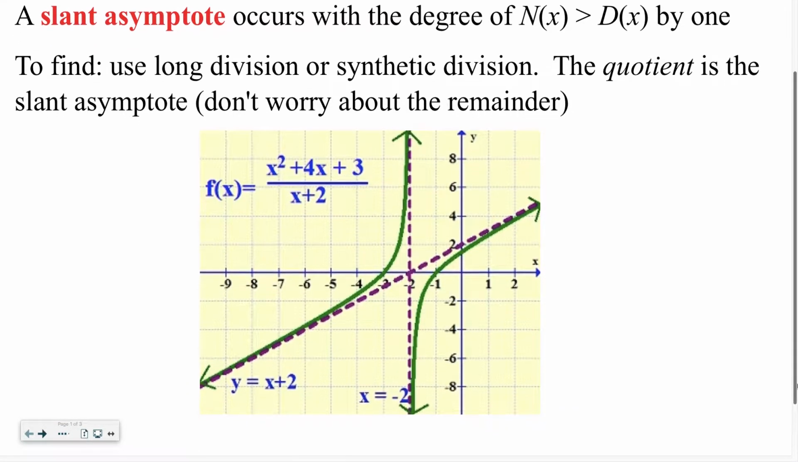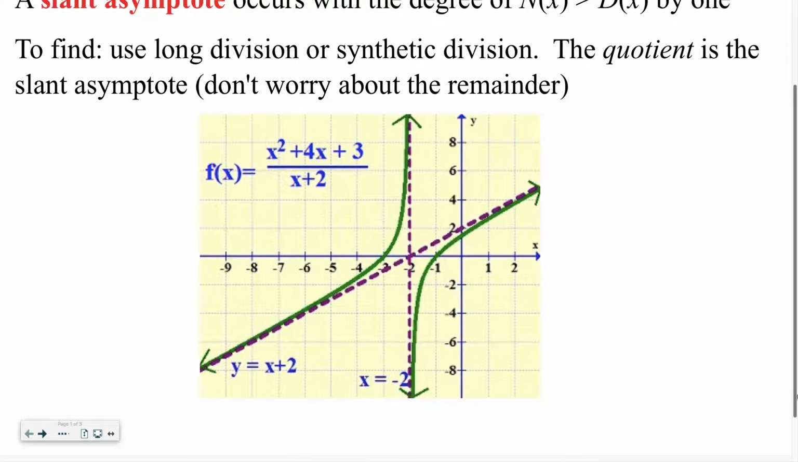And that's really all we're going to work on today. I'm going to teach you how to find the slant asymptote. We are not going to graph them until Monday.